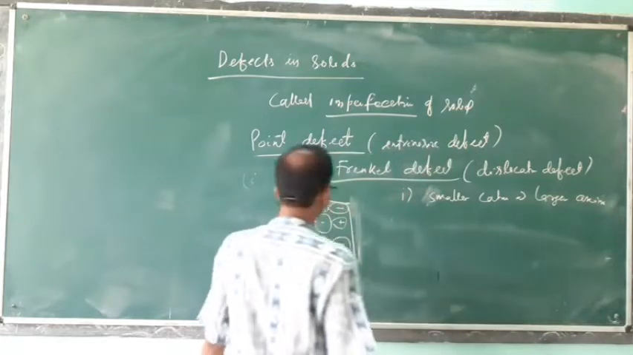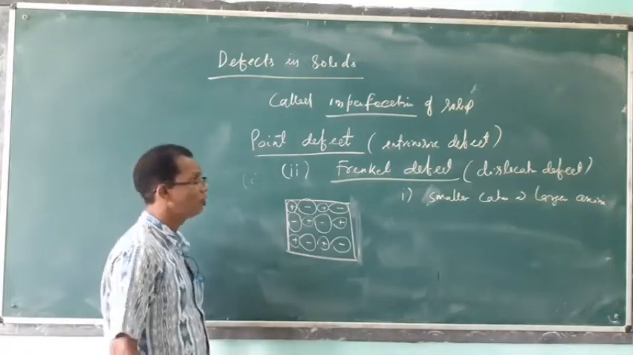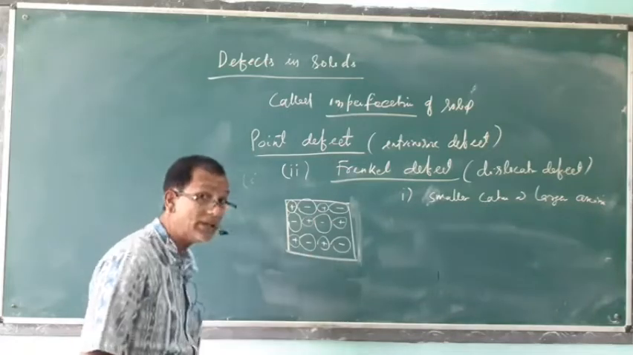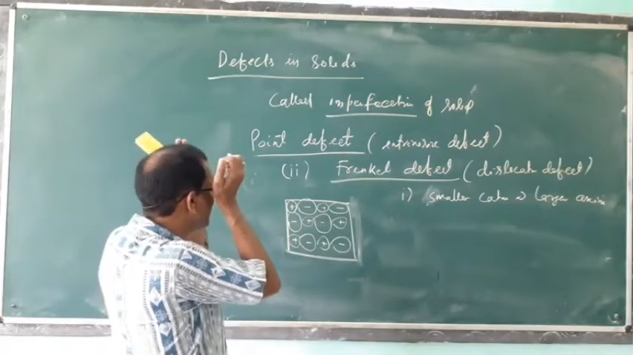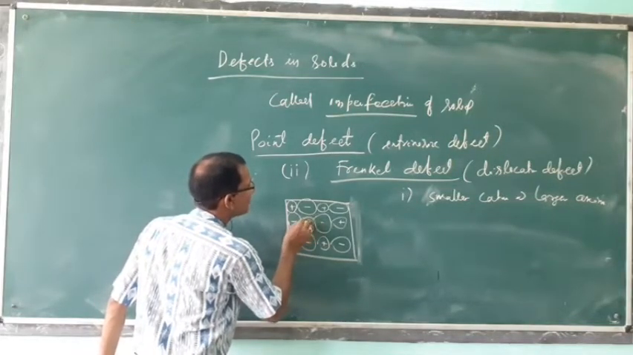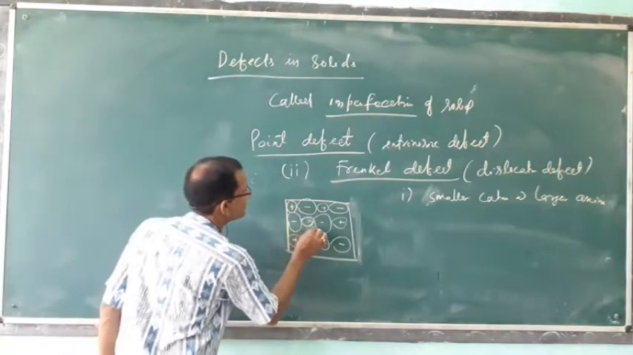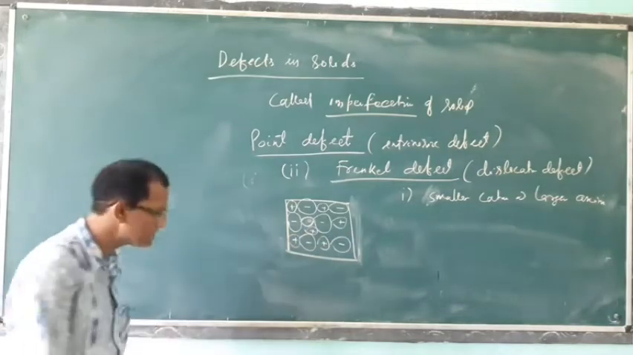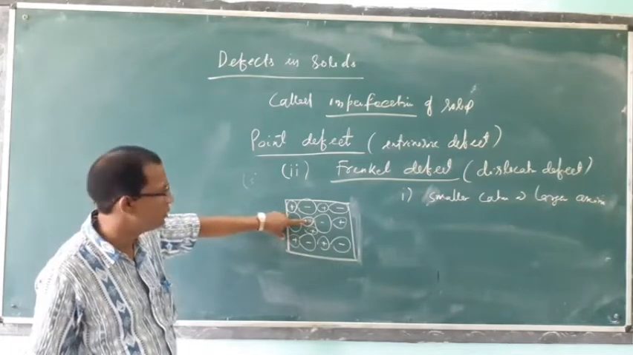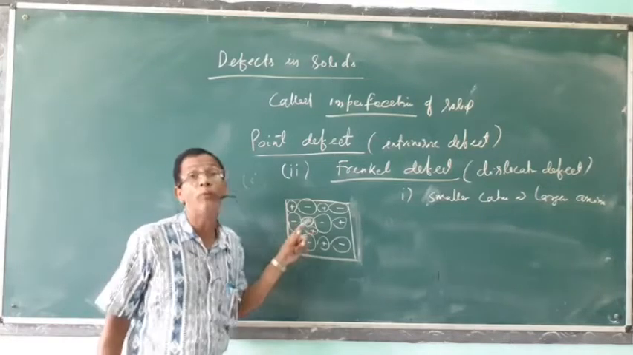Then here, what is the characteristic? The characteristic is where irregularity occurs. This is not an irregularity. This is a perfect crystal. Where it will be imperfect, where it will be a defect, is when a smaller cation is missing from the lattice point but occupies the voids. That means it will be removed from the lattice point and occupied in the voids.